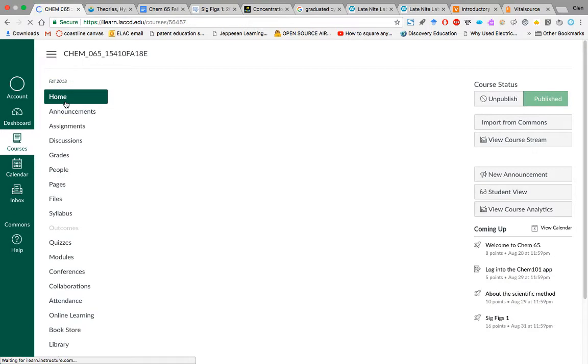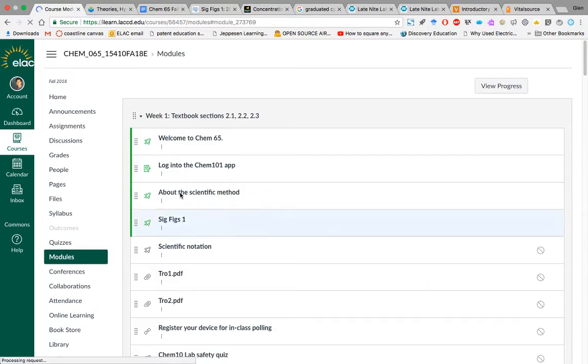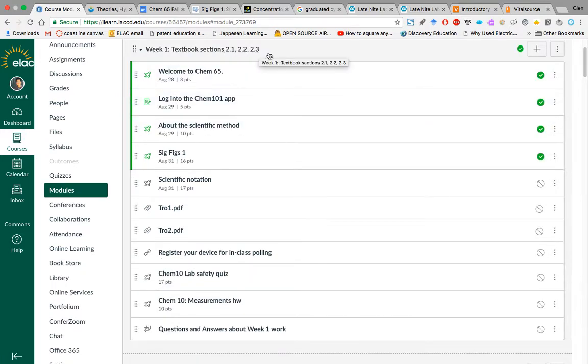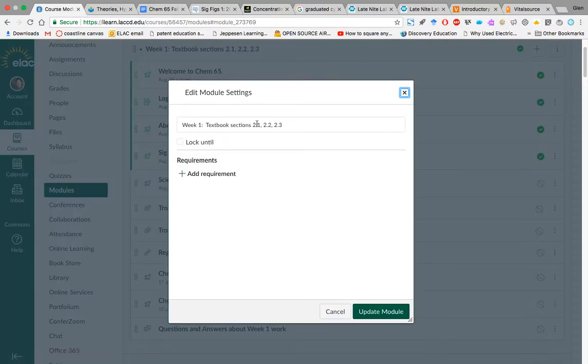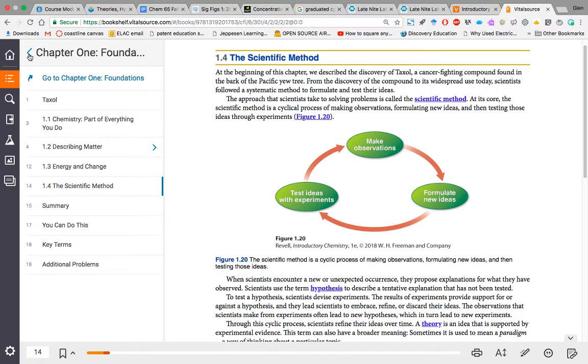Well, I just go on the canvas, go to home, back to week one. Week one is about textbook sections 2.1, 2.2, and 2.3. So the next thing is textbook section 2.1. I forgot to put in the 1.4 there, sorry. Let's go to textbook section 2.1.